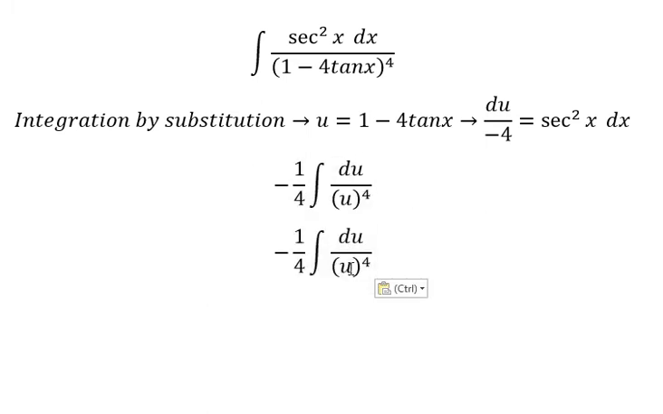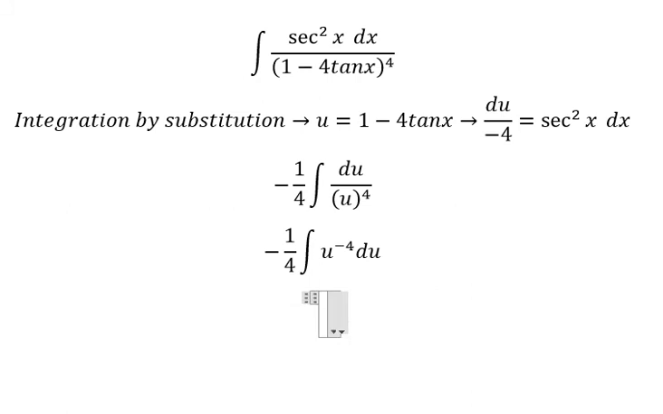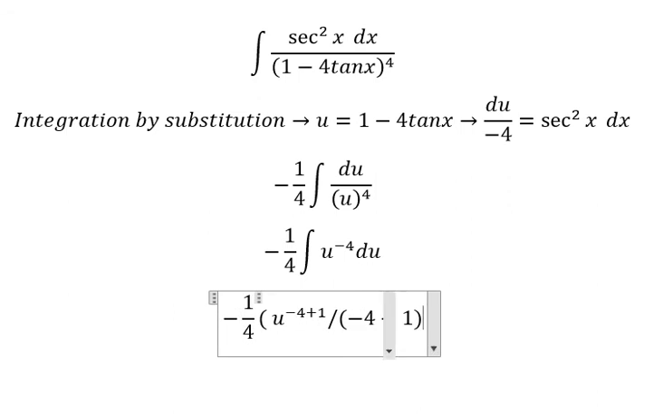Next, about this one, we get u to the power of negative 4 du. And now we can get the final answer. The integral of u to the power of negative 4 is u to the power of negative 4 plus 1 over negative 4 plus 1.